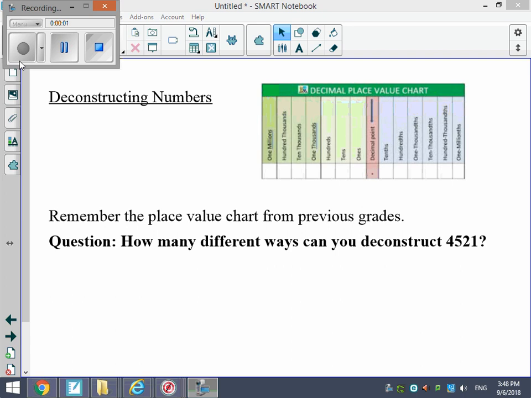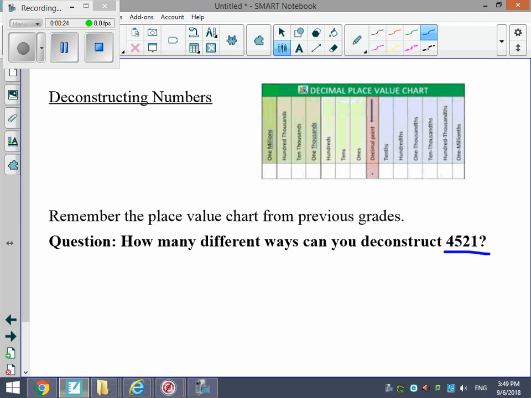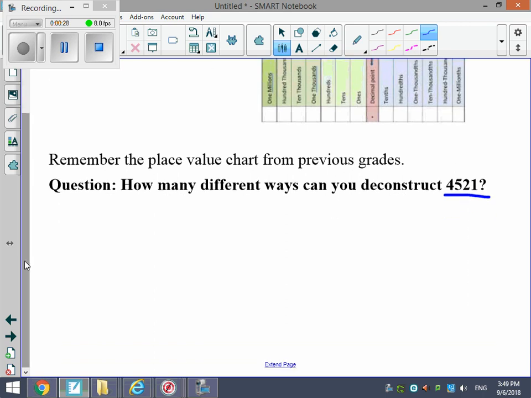All right, ladies and gentlemen, just a quick review of what we talked about in class today. We started deconstructing numbers. It's a concept that you've done before in your previous grades. I just want to remind you of it before we go on to scientific notation tomorrow. So the question we did in class was, how many ways can we deconstruct the number 4,521?